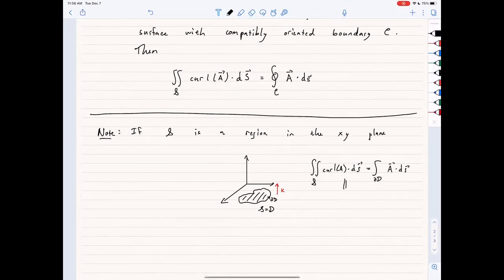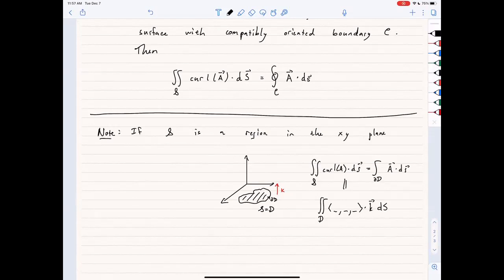But this is equal, by definition of surface integrals that we gave last lecture, and now I'll use my notation D, to the curl of A, which is a vector field. I'm just not going to write the whole formula out. Dot the unit normal vector, which is K in this case, dS, the scalar integral. That's the definition of the surface integral.